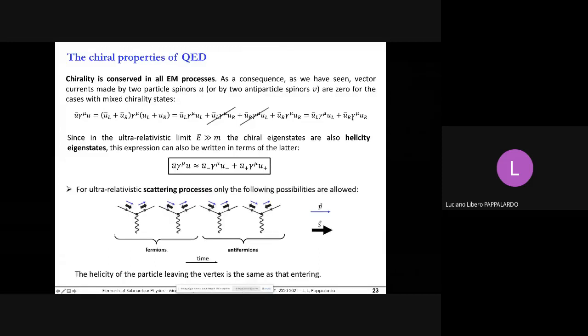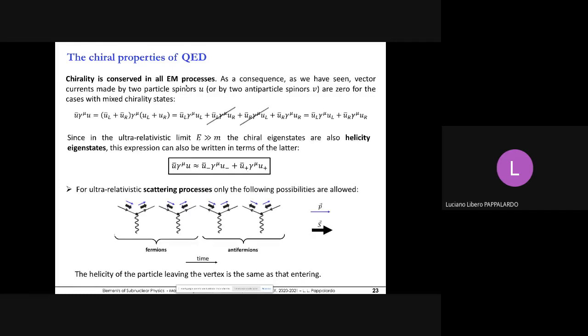And so, as we've seen already, in this case of ultra-relativistic scattering processes, only the following possibilities are allowed, essentially these two, the pure ones, where the helicity leaving the vertex is the same as that entering. These positive helicities, where the spin and momentum are aligned, are also positive at the end. This is negative, and this is negative at the end. This is for fermions, and you have the analogous for the antifermions, where the only difference is that, as you know, in the Feynman diagrams, the antifermion arrow is backward in time.